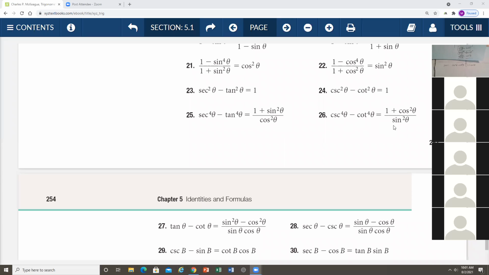Oh, by the way, this has to be over sine squared theta. Hold on a second. This has to be over sine squared theta. Okay, does anybody remember what we did on a previous problem, about a half hour, 40 minutes ago? Anybody remember what I did with this left side here?